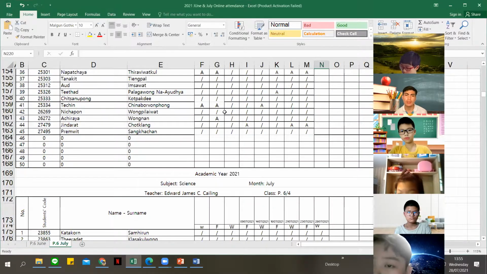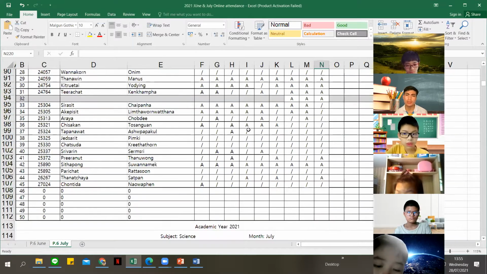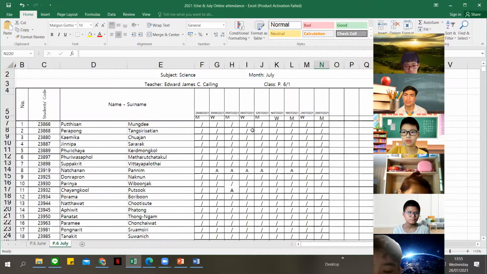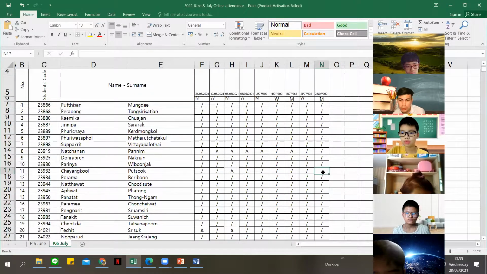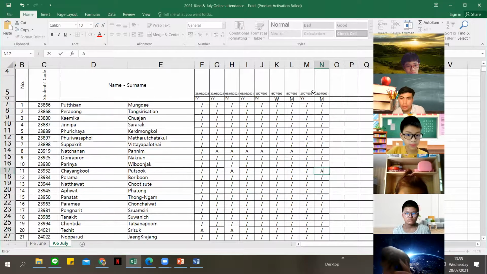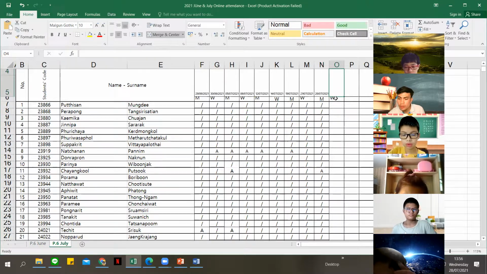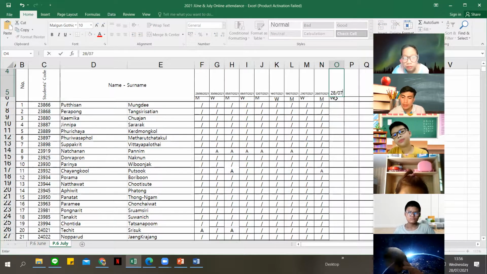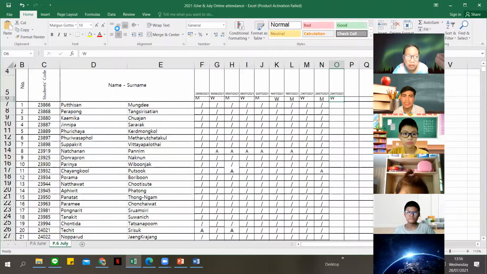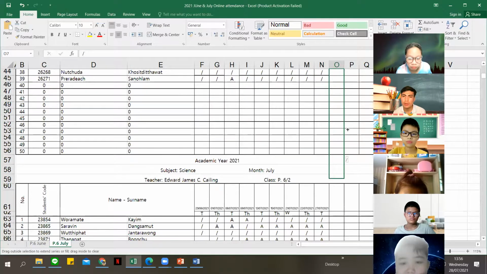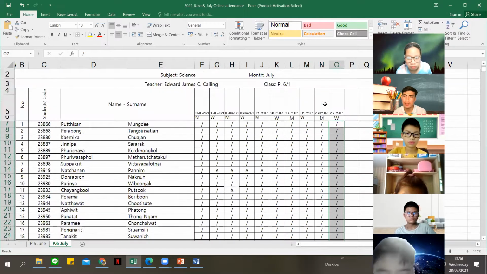So we have here 6/1. Where's 6/1? Here, 6/1 is here. So today is Wednesday, right? Wednesday, the 28th. Did you like the quiz? Was it hard or easy, Nataya? Easy, yeah, easy. Okay, so I will mark this one present.